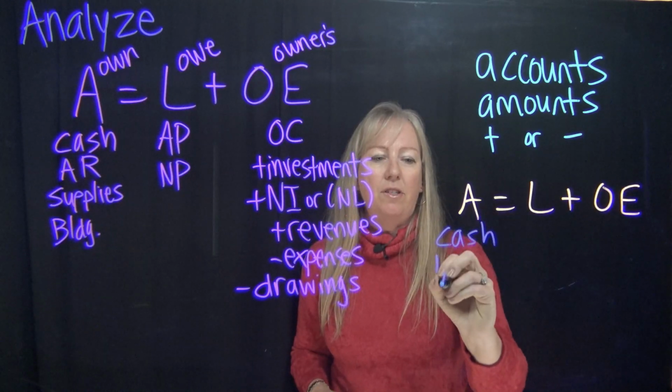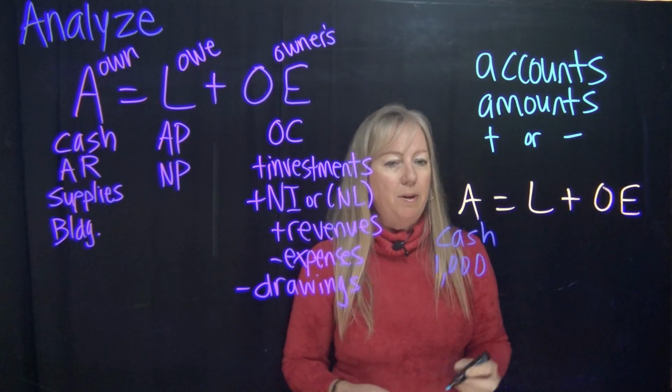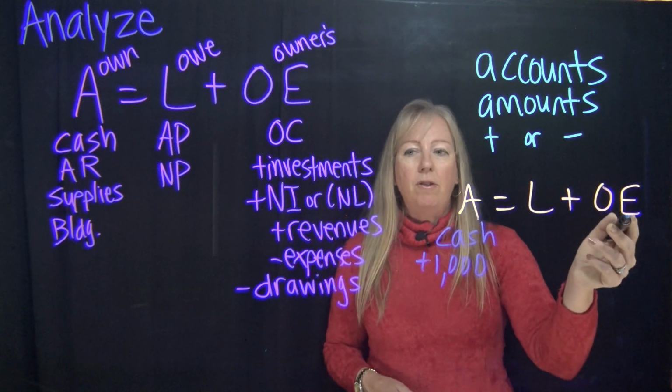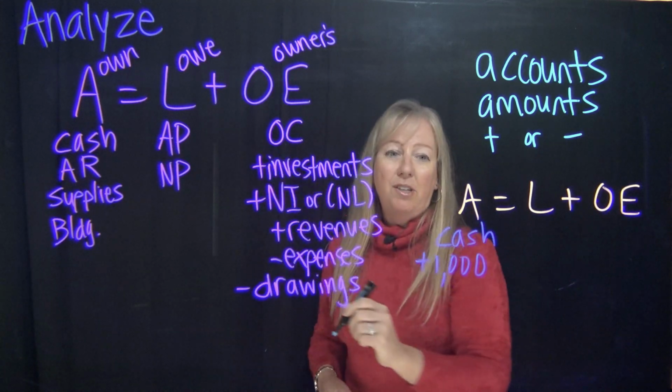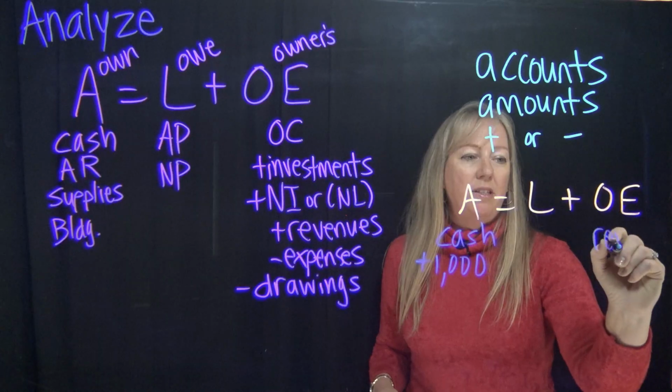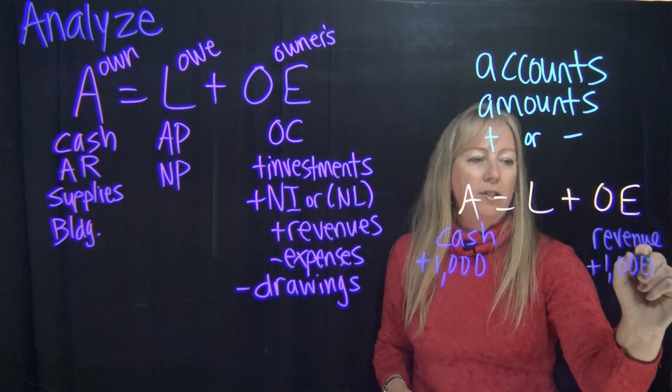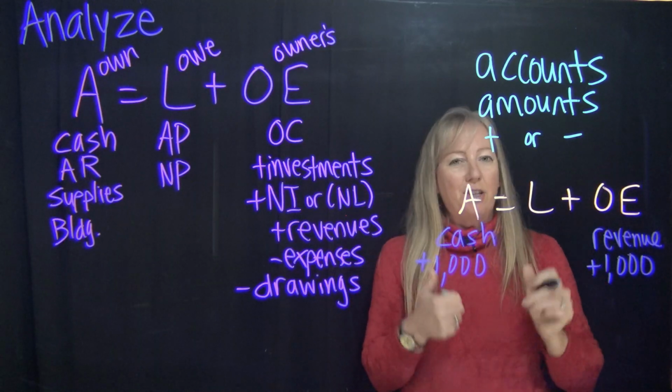Let's say that services were in the amount of $1,000. That would need to be given to you. Cash is going to go up for $1,000. The other piece of that is going to be under owner's equity because revenues is under owner's equity. So the other account is going to be specifically service revenue, and that amount will also go up $1,000. Once again, left side goes up, right side goes up, we're in balance.